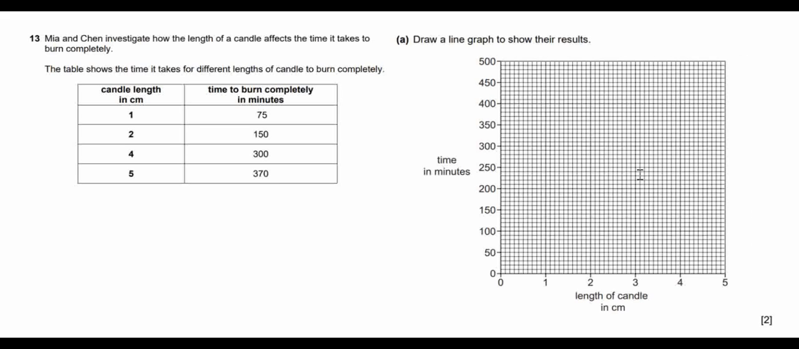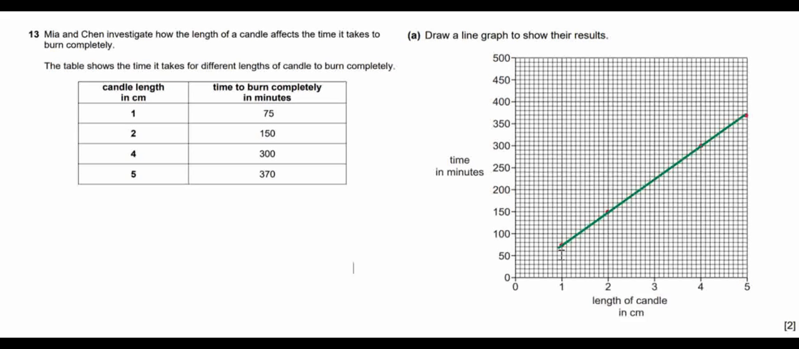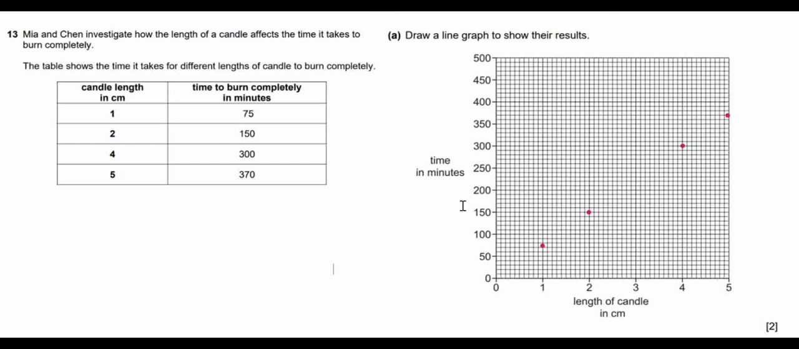Okay, let's open up the answer. Here we go. This is our line graph. So how do you get this answer? This is the explanation. First, we plot the points: 1 to 75. So 75 is here, between 50 and 100. Here 2 is 150, 4 is 300, so we put 300 at 4 here. 5 is 370, so between 350 and 370, it should go here. After we get the dots, we make the line graph like this.